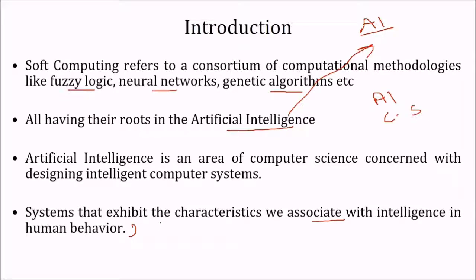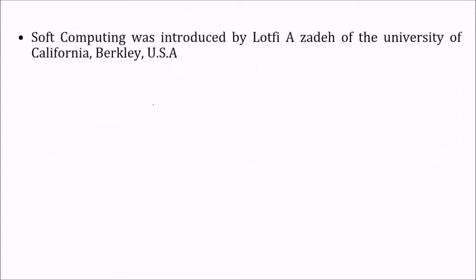But what about a machine? A machine cannot take decisions. But how can we make a machine take decisions by itself? So this is artificial intelligence. And let me reiterate that AI is rooted in fuzzy logic, neural networks, and genetic algorithms. Soft computing was introduced by Mr. Zadeh of the University of California, US.